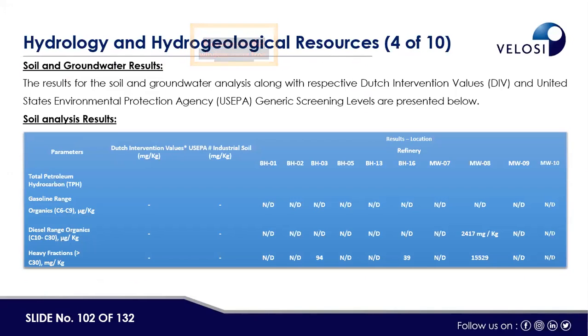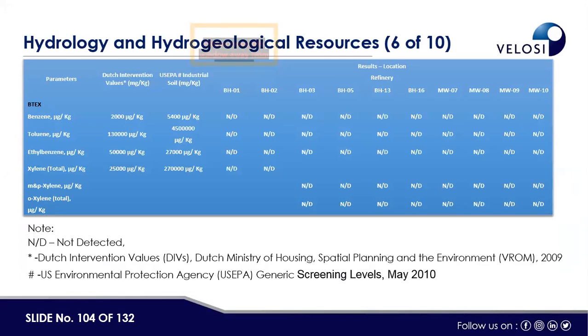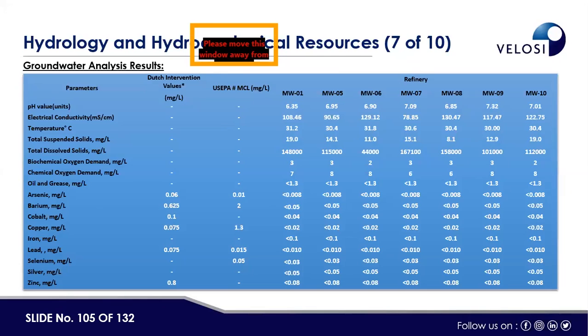and these are the results of the soil tests that we have carried out. Here you can see hydrocarbon TPH, gasoline, diesel range organics, heavy fractions. We have analyzed the heavy metals, which include antimony, arsenic, copper, cadmium, lead, iron, nickel, cobalt, chromium, barium, zinc, mercury, boron, selenium. All these we have tested, and we have compared these results with Dutch intervention values and US EPA standards as well. And we have analyzed the BTEX as well, which includes benzene, toluene, ethyl benzene, xylene, M&P xylene, and O-xylene. And then we have carried out groundwater analysis as well.